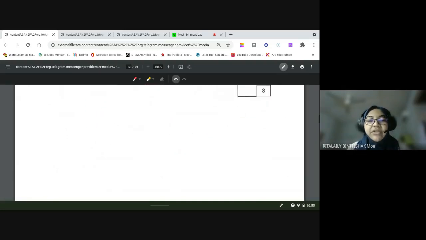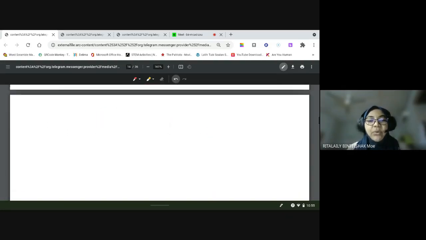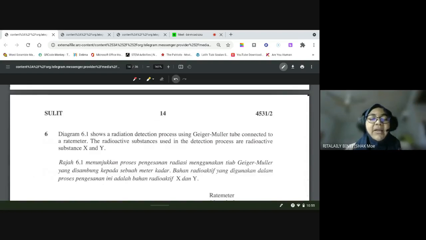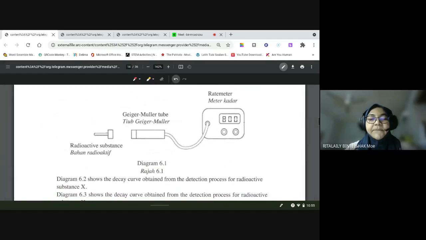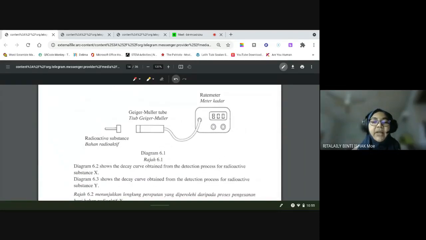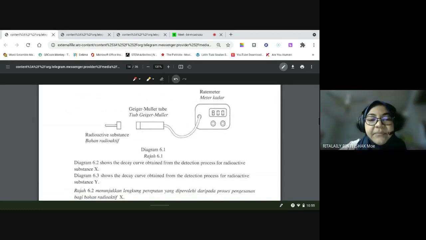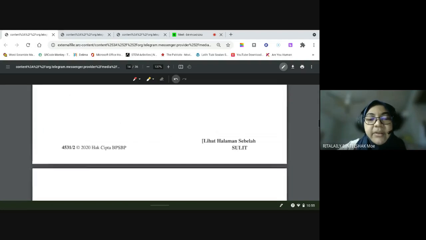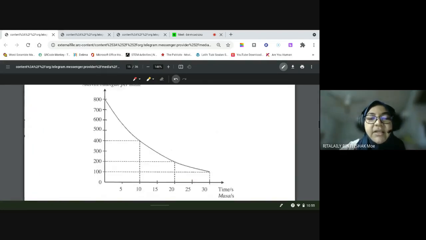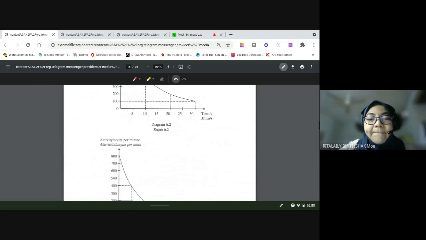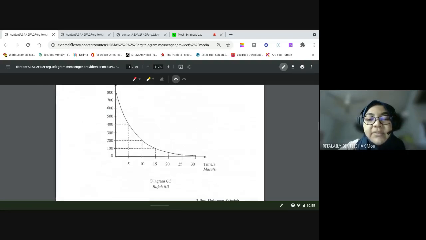Seterusnya, soalan nombor 6. Diagram 6.1 show radiation detector process using Geiger-Muller tube connected to a rate meter. The radioactive substance used in the detection process are radioactive substance X and Y. Okay, 6.2 show decay curve obtained from detection process. Semua dah ada soalan ni kan? Okay. Ni 6.1, ni 6.3.